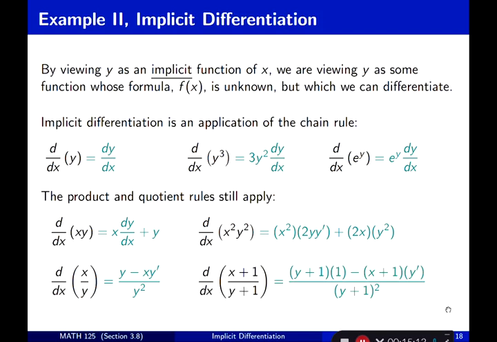Another quotient rule: the derivative with respect to x of x plus 1 over y plus 1 is going to be the denominator, y plus 1, times the derivative of the numerator, which is 1, minus the numerator, x plus 1, times the derivative of the denominator. What is the derivative of the denominator? The derivative of y is y prime, the derivative of 1 is 0. So it's y prime. Divided by the denominator to the power 2, which is y plus 1 to the power 2.